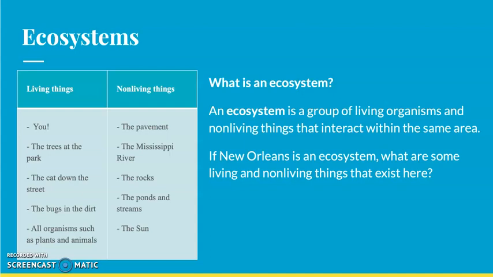On the left-hand side of the slide, you can see that some examples of living things are us, the trees in the park, the cat down the street, the bugs in the dirt, and all organisms. Some examples of non-living things are the pavement, the Mississippi River, the rocks, the ponds and streams, and the sun.